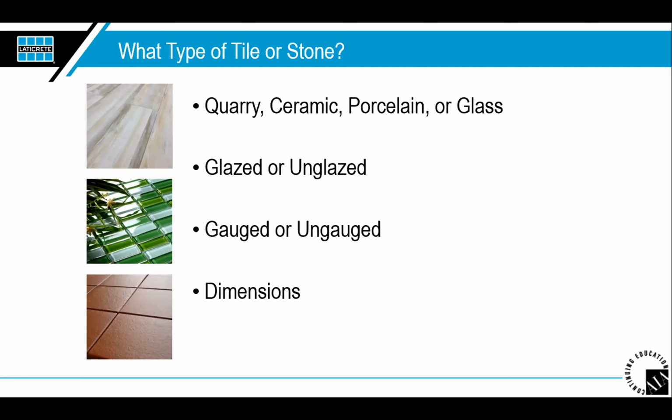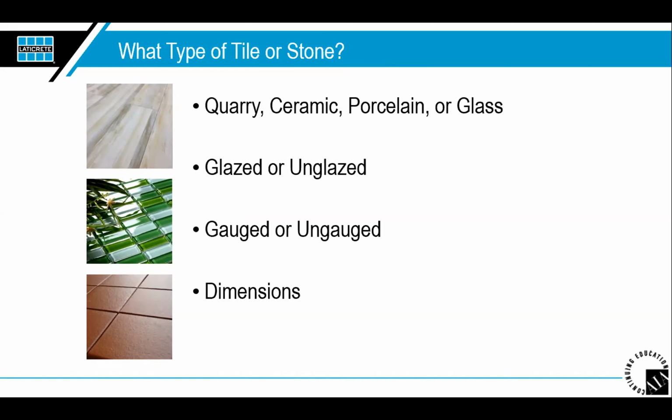Quarry, ceramic, porcelain, glass. So for example, quarry tile is an excellent choice for commercial installations, right? Ceramic is probably more commonly going to be used in your residential or light commercial applications. Porcelain is basically for any environment, right? That would also include a freeze-thaw environment if you're doing exterior. And then we have the glass tile that many designers are going to use for a design aspect.